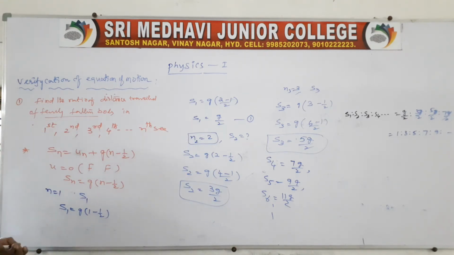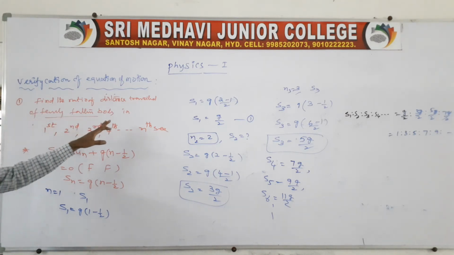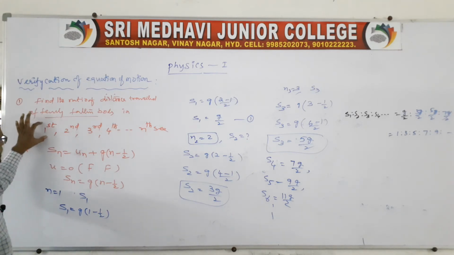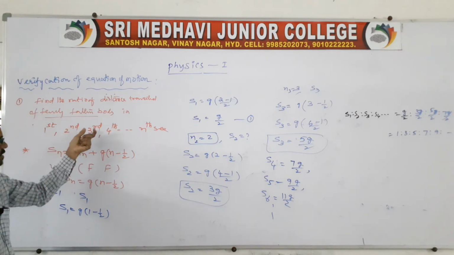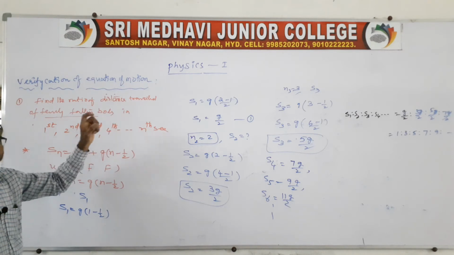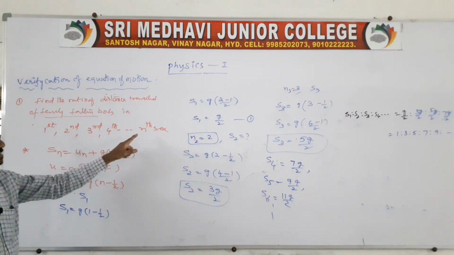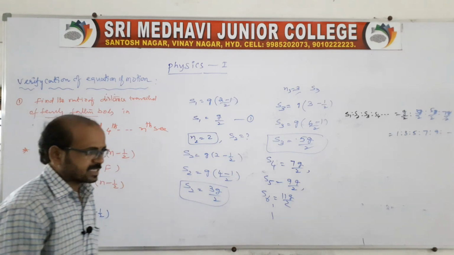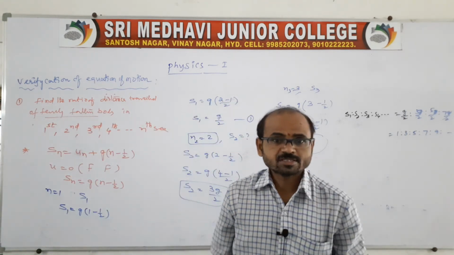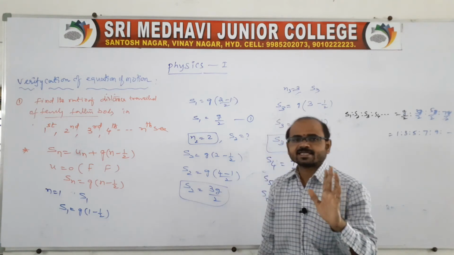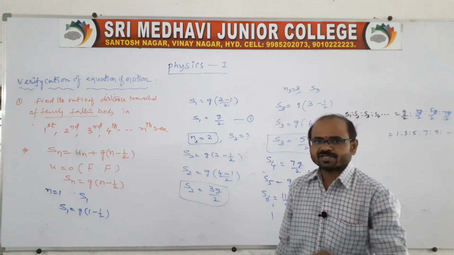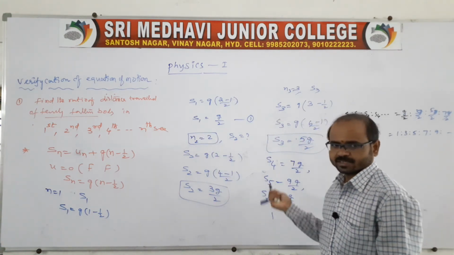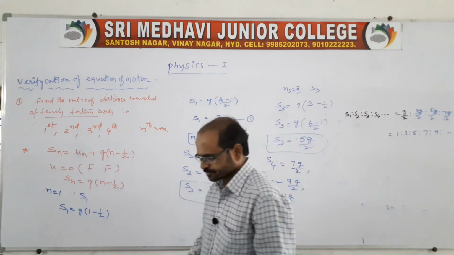That is one problem. Find the ratio of distance travelled by a freely falling body in successive seconds. Successive seconds are nothing but the first second, second second, third second, fourth. There is a small difference: successive seconds means the nth second we can say, but the previous problem is purely for n seconds. So there is a small difference, so you go through it like this. Okay.